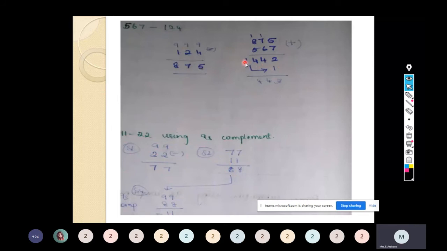Here 1 is a carry, right? 5 plus 7, 12, 2 carry over 1. 7 plus 7, 14, 4 carry over 1. 9 plus 5, 14, 4 carry over 1. So this is a carry. This carry is going to be added to the LSB. So we will get 443. So 567 minus 124 is 443. It is a positive sign.